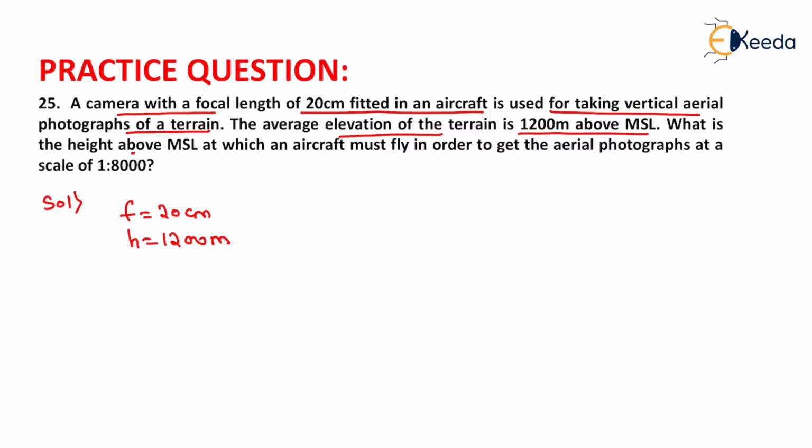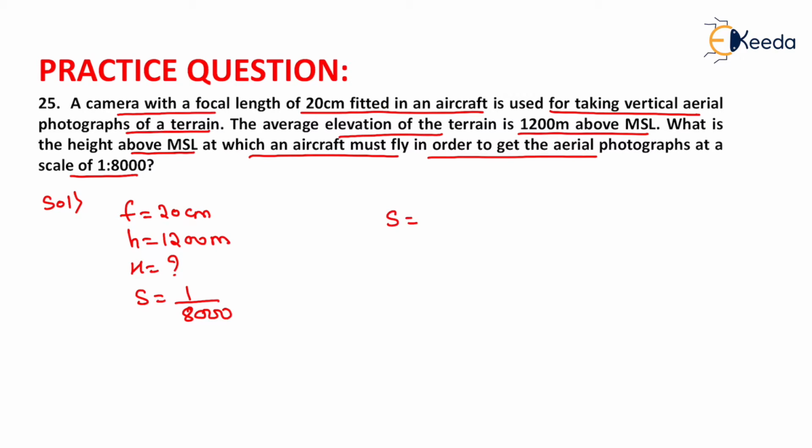What is the height above MSL at which an aircraft must fly in order to get the aerial photographs at a scale of 1 to 8000? It means that we need to find the capital H value if the scale is given as 1 by 8000. Okay. Now we know the formula of scale.